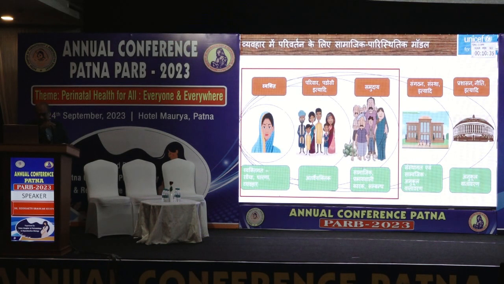So this is just in the Hindi. We actually worked at the individual level, then the family level, then the community level, then the institution level, then the system level to improve the scenario.